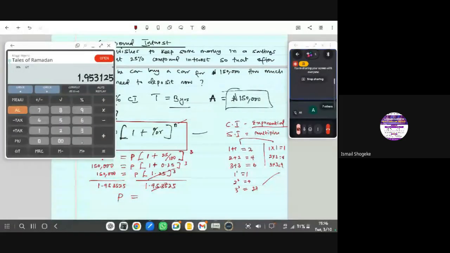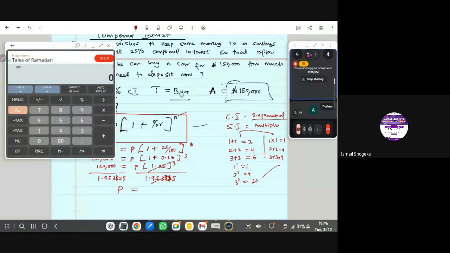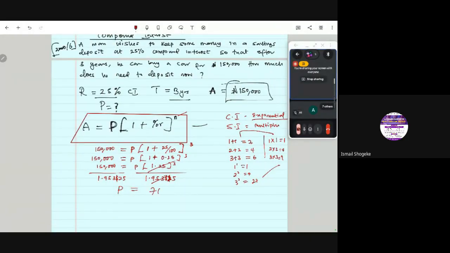150,000 divided by 1.953125. So the man actually left 76,800. Can you see? This was the amount he left. For 3 years, he just needs to go and sleep. His money is working and making more money.